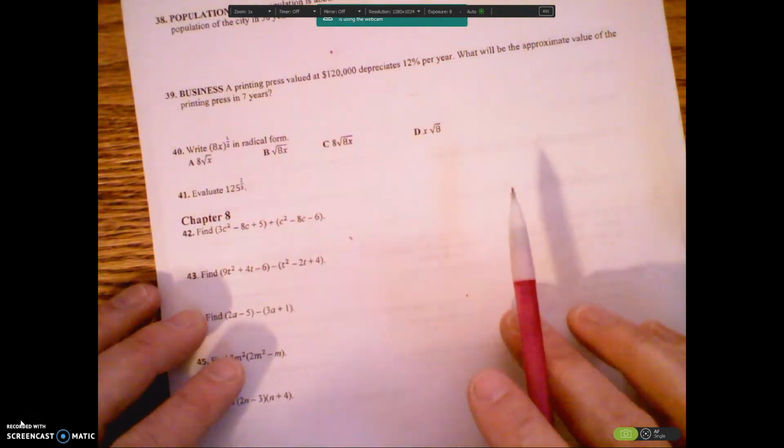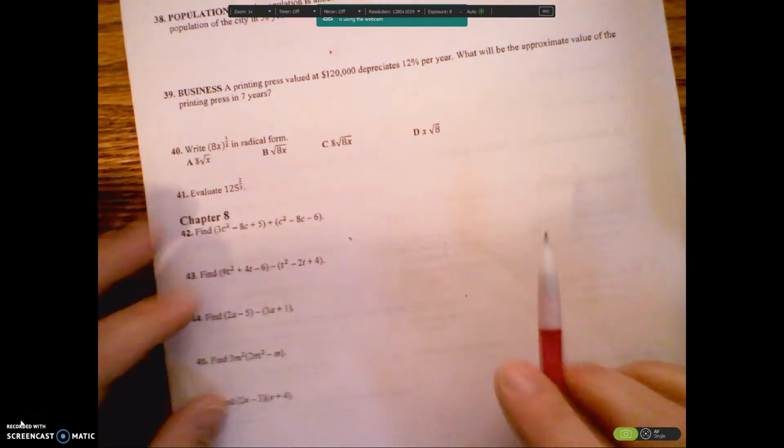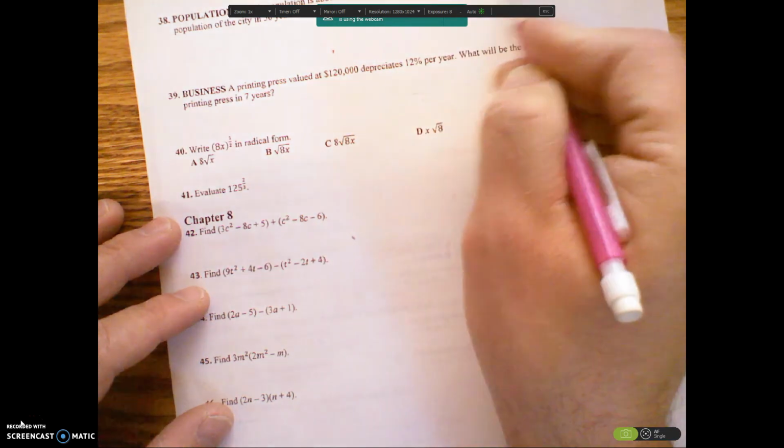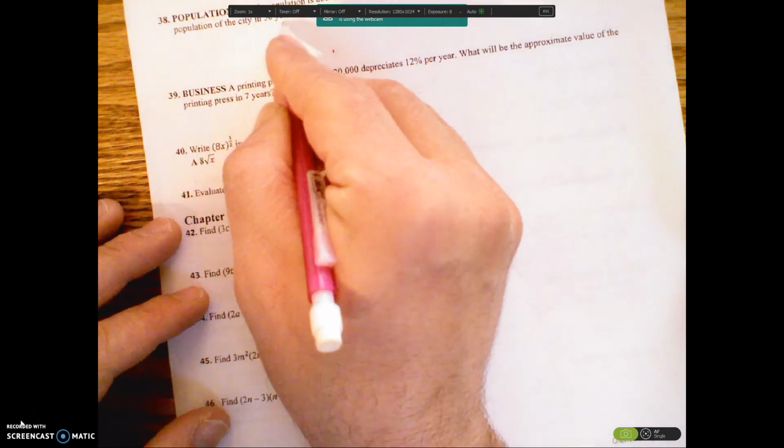Let's take a look at a population growth problem. How much time we got? We should be okay. All right. City's population is about 763,000 and is increasing at an annual rate of 1.5%. Predict the population of the city in 50 years.